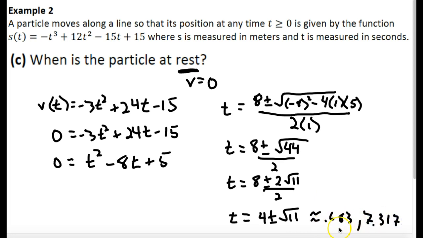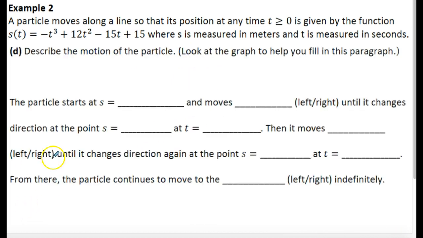So those are the times, after 0.683 seconds and after 7.317 seconds, when my velocity is 0. Now this last part, part D, describing the entire motion of the particle. This one is a little bit weird to think about at first, but just from looking at the graph, we can describe this particle's entire movement, and we do want to do that by looking at the graph.